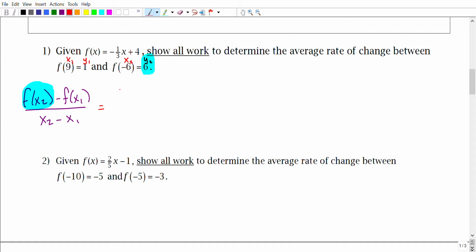So we're going to go ahead and write 6 minus f of x1, which is right here, which is my y1. Let me actually change that color.